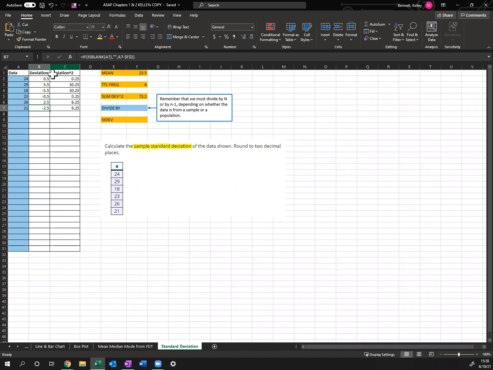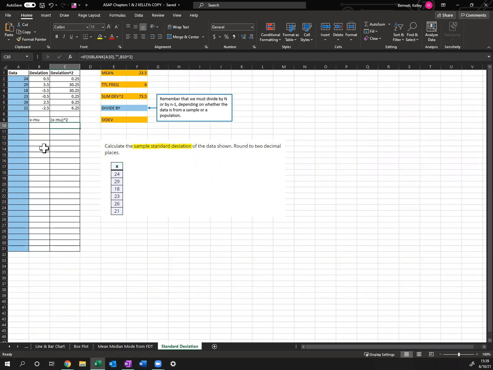And you'll notice that when I do that, it computes the deviation for us. So this is actually x minus mu. In some problems, they'll want you to write this out. So this is going to be x minus mu here. And then this is going to be x minus mu squared.